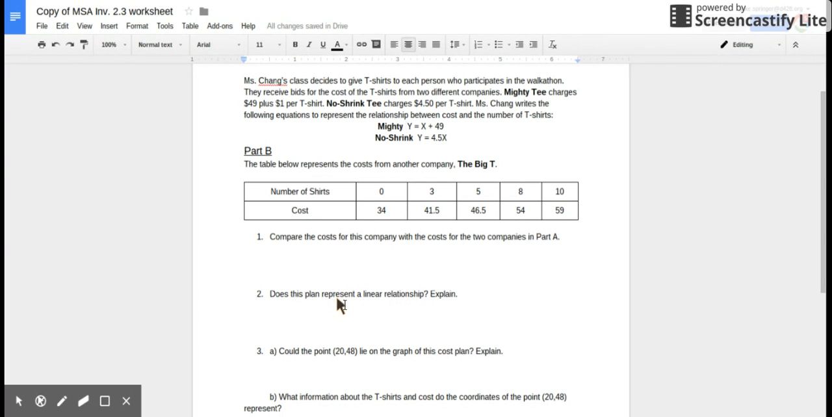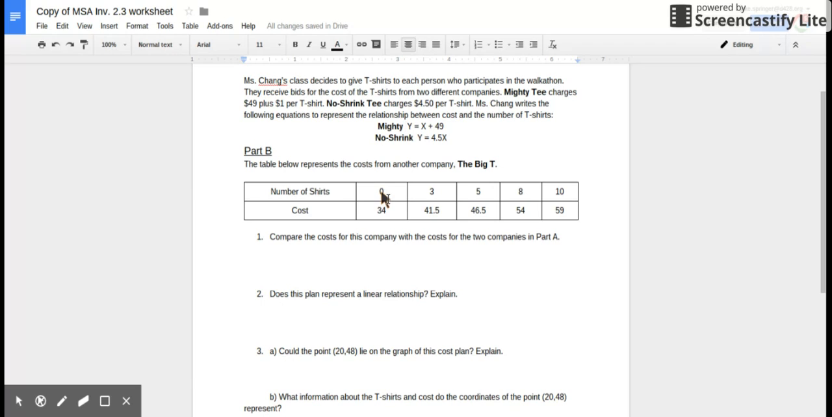Now, does this plan represent a linear relationship? Well, we can use what we know about tables to see if there's a constant rate of change. So what would help is trying to figure out the differences between each one. It's a little challenging because we're used to our numbers going up by 1 for our independent variable. So like 0, 1, 2, 3, 4. But it's not, so we're going to have to work with that.